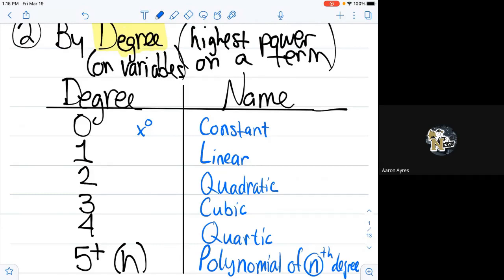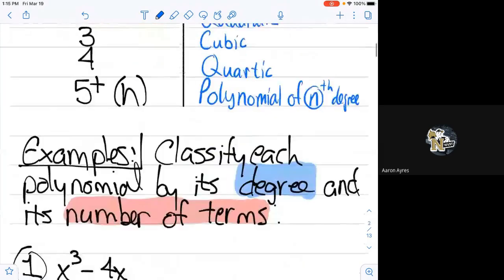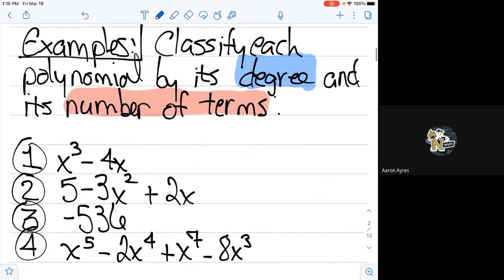Sound good? All right, so we're going to classify these polynomials 2 ways. Okay? We're first going to classify it by its degree. That's an adjective. Okay? And then we're going to classify it by its number of terms. That's a noun. Okay? So let's do it first, and then you guys take a picture with the answers on there. Okay? All right. On your fingers, on problem 1, x cubed minus 4x. Show me how many terms this polynomial has. Number 1, x cubed minus 4x. How many terms does this polynomial have? Terms.